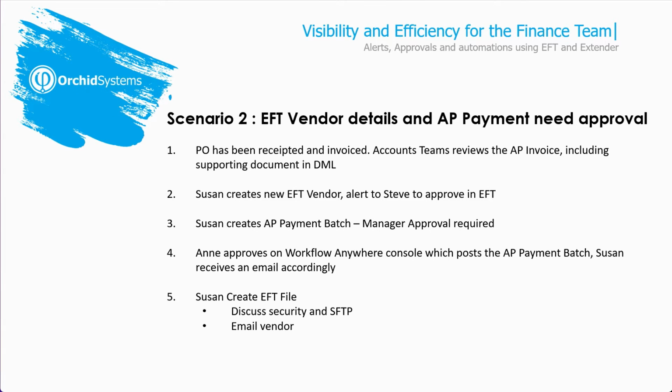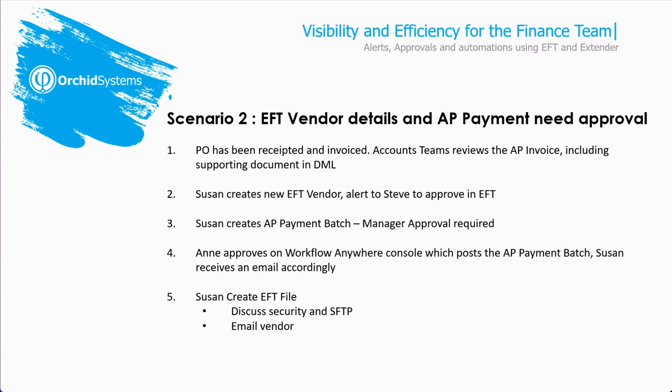In this second scenario, the EFT vendor details and the AP payment record need approval. The purchase order has been received and invoiced, and the accounts team are going to review the AP invoice, including the supporting documentation in Document Management Link and in Notes. Sue then sees she needs to create a new EFT vendor record, which alerts Steve to approve the EFT vendor details. And Sue also creates the AP payment batch, which also requires approval.